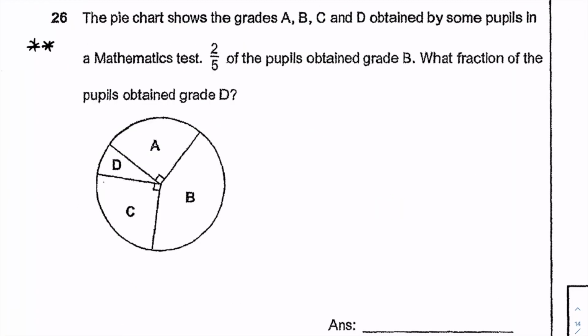Tricky. So we've got pie charts. 2/5 of the pupils obtained grade B. Well, this is 2/5, which means the rest will be 3/5. However, I don't know what D's portion is. A and C are both 90 degrees each.